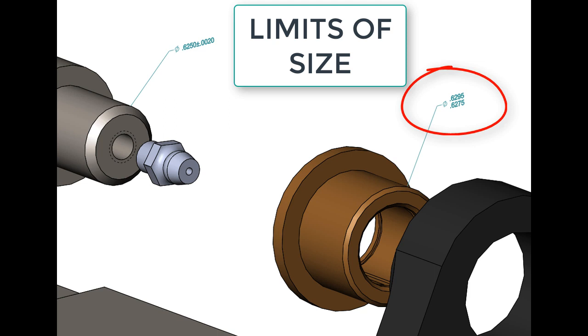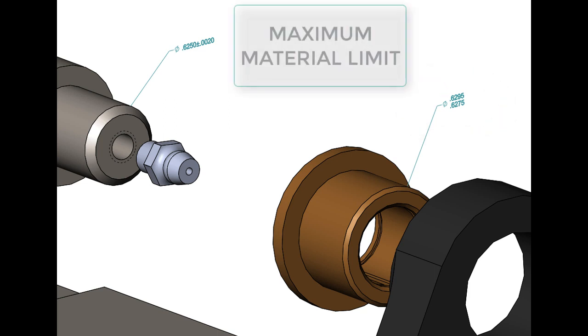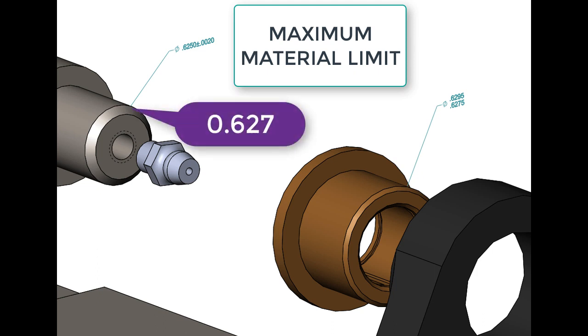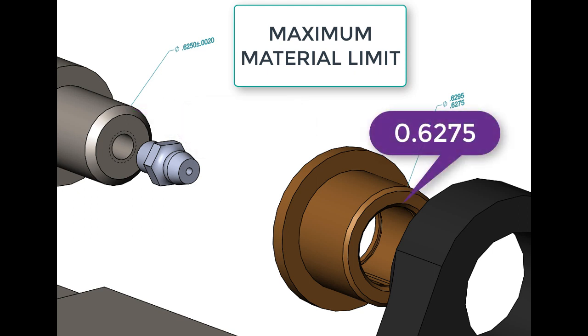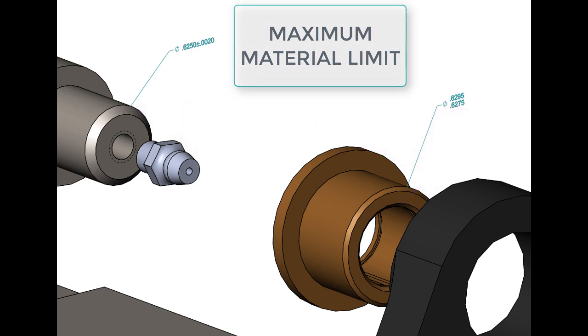In the case of the bushing, the limits of size for the 5/8 bore are 0.6275 to 0.6295. The maximum material limit is the feature size which creates the maximum amount of material, typically the smallest hole and the largest shaft size. For the shaft shown, the maximum material size is 0.627, and for the hole in the bushing, it is 0.6275.